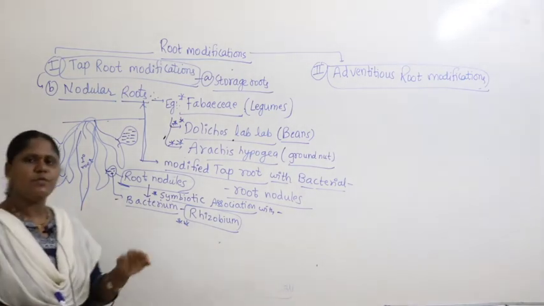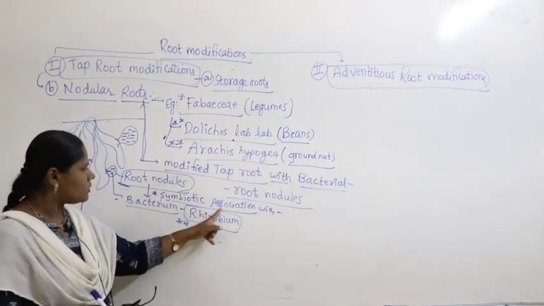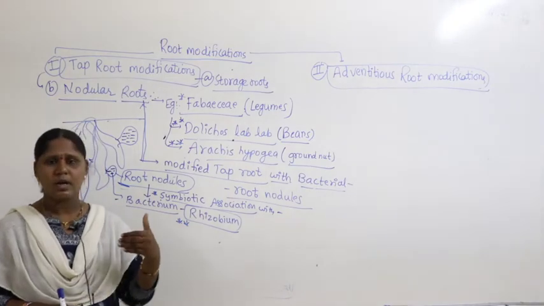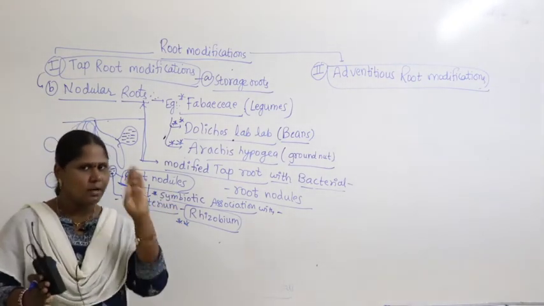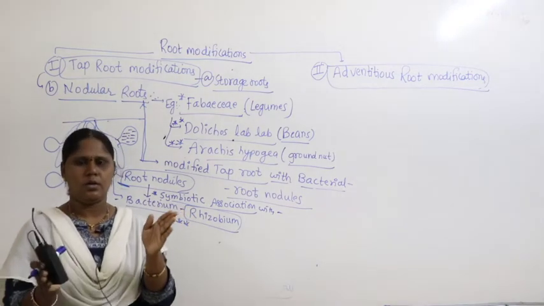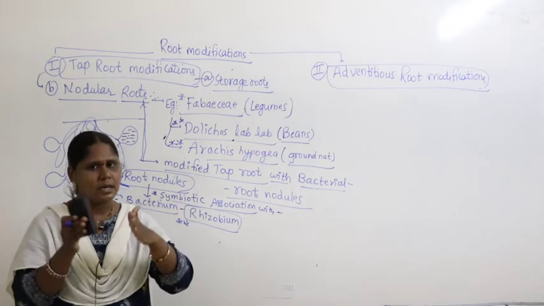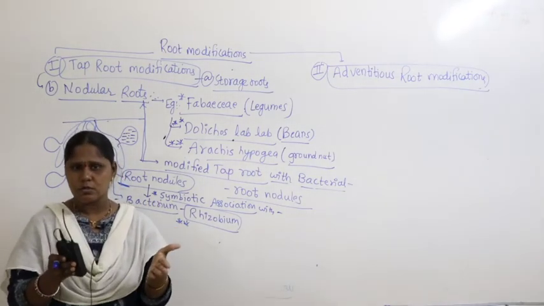First of all, if you can recollect, what exactly is meant by symbiotic association? In lower classes you studied. It's an interaction between two organisms. This is one organism, this is another organism. When do you say both organisms are symbiotically associated? Mutualism, right? Symbiotic association.